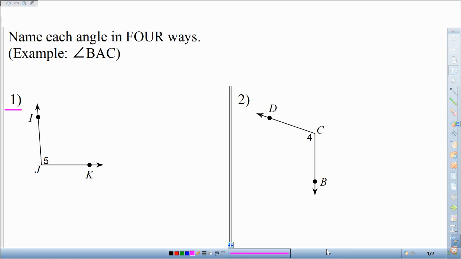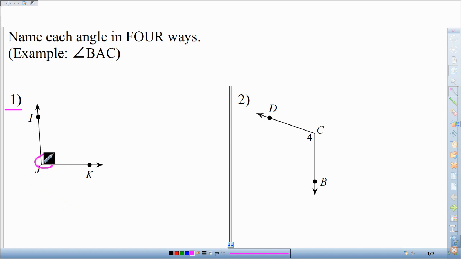So this first section is just asking us to name each angle in four ways, and I give a little example here: angle BAC. Taking a look at number one here. All right, I'm going to start with what I did in the notes, the least common way, and then go to the most common way.